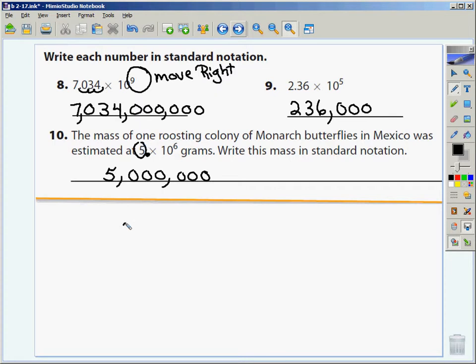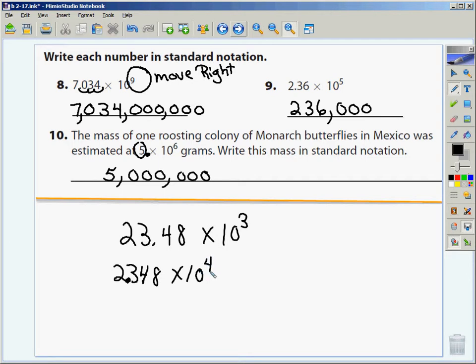So if I ask this question, is that in scientific notation? What's your answer? No. No, it's not. What would it be in scientific notation? Does anybody know? 2.348. Times 10 to the what power? 4. 4, because I had to move it 1 more place. I got to add that decimal place back in.